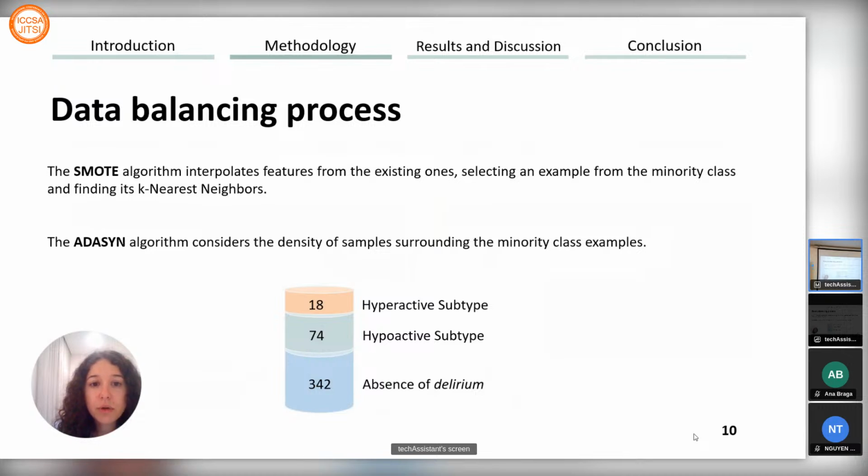Two techniques were considered. The SMOTE algorithm, through the interpolation of characteristics between existing samples, selects an example from the minority class and identifies the k nearest neighbors, generating synthetic examples based on the similarities between them. In contrast, ADASYN considers the density of samples around instances of the minority class. In other words, it is adapted to the data density and produces more synthetic samples for instances of the minority class located in less dense regions.